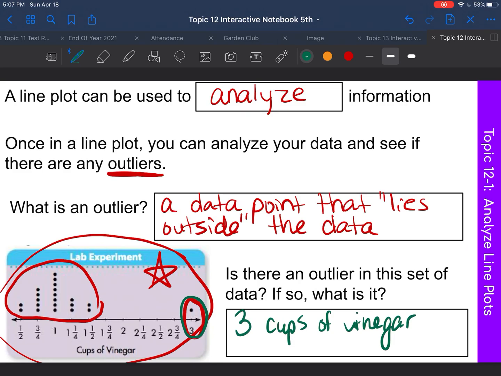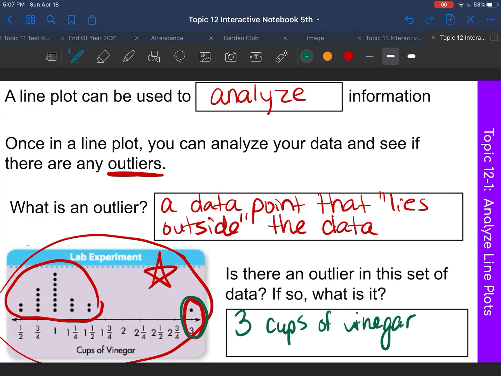Now, outliers tell us one of 2 things. One, the first thing being maybe you messed up. Maybe the data that you collected, that outlier may be a mistake. And that kind of sets you to look at it again and say, did I do something wrong? That's the first reason there's an outlier.